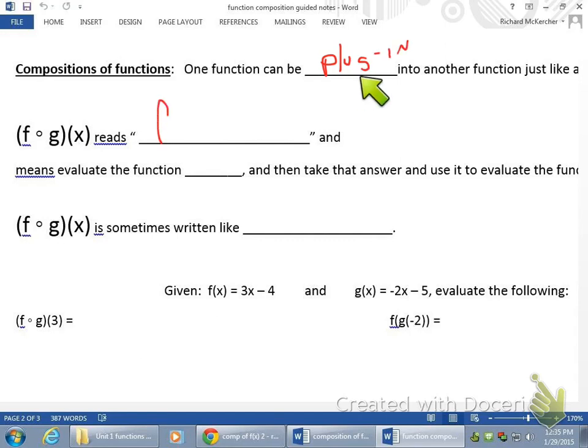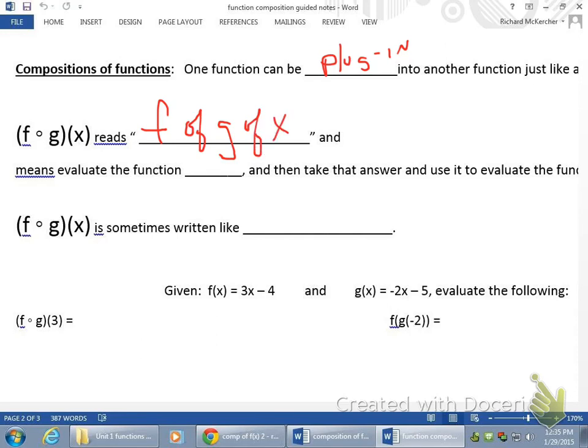Okay, so we're going to substitute a value in and plug it in just like we were doing yesterday with evaluating. Now, this is a special notation. Maybe you've never seen it before, but it's got a circle here. It's not multiplication. It is read specifically for compositions. And you read it f of g of x.